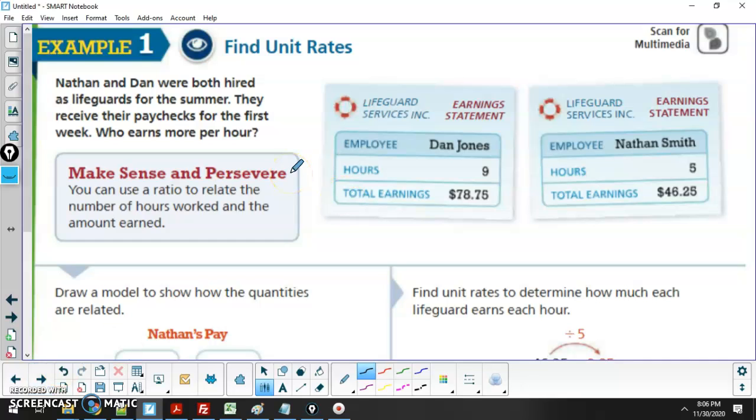So another way that we could use it is figuring out your pay rates. If for some reason the job didn't tell you how much you were making, and they just give you a bunch of pay for a certain amount of time, you could figure out how much you make per hour, roughly. All right? So here, Nathan and Dan were hired as lifeguards. They received their paycheck, but who received more per hour?